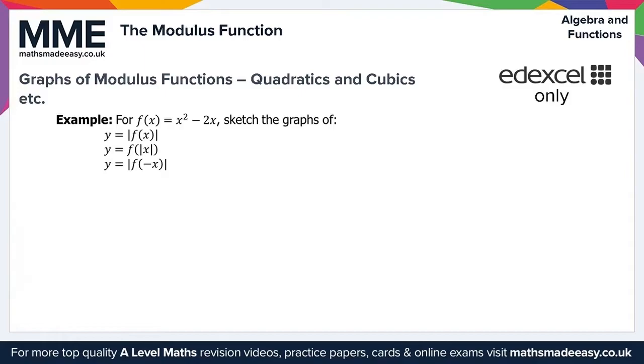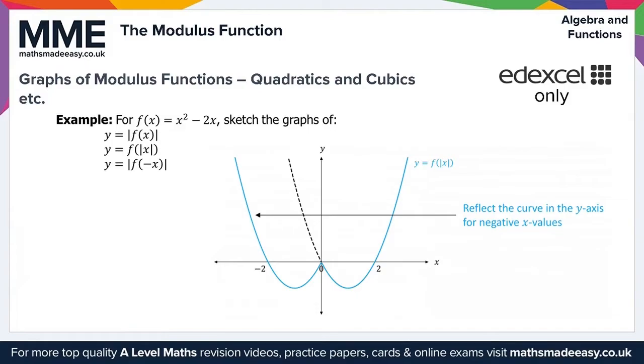Now, for the next curve here, y equals f of the modulus of x here. So f of the modulus of x. How would we sketch this? Well, what we do here is we reflect the curve in the y-axis for negative x values. And again, what we would do here is just simply sketch the regular curve of f of x, so x squared minus 2x, and then we would just reflect the curve in the y-axis for negative x values. And if you do this correctly, what you should obtain is something that looks like this.